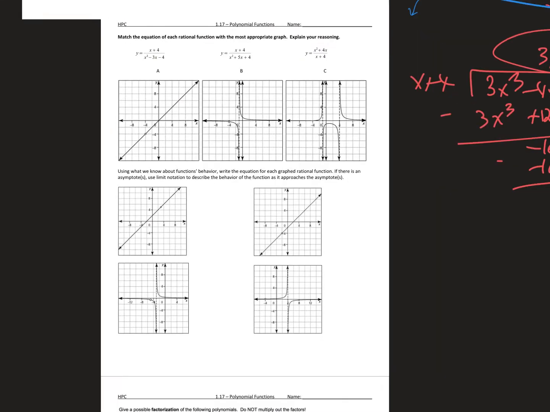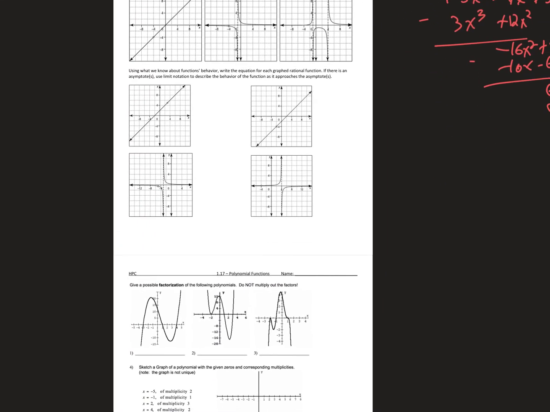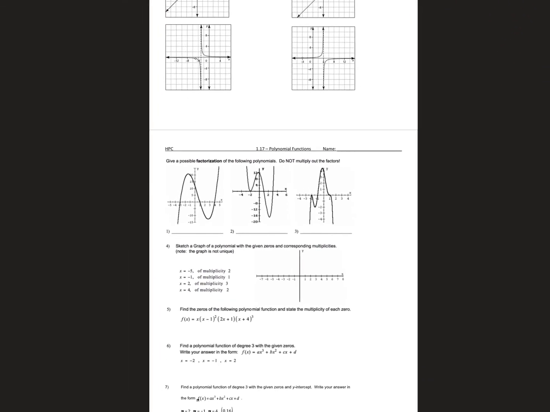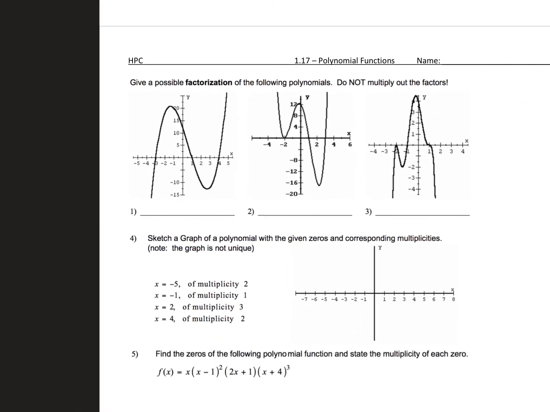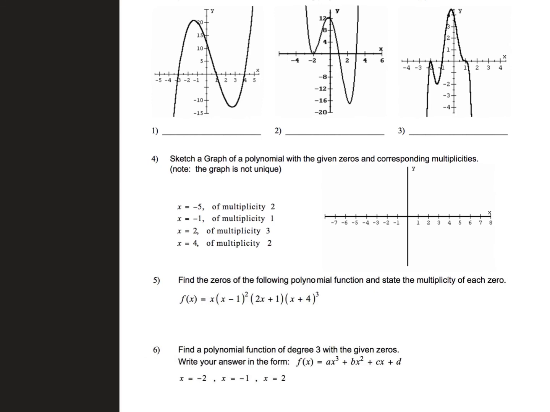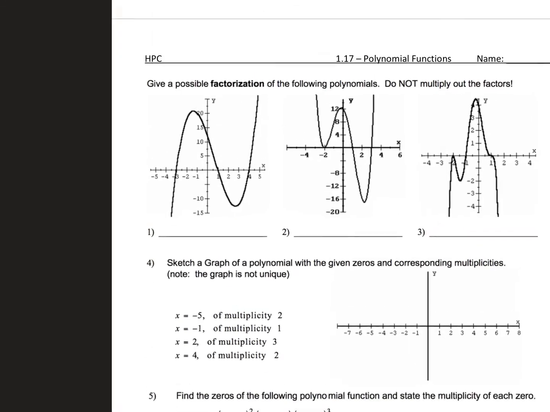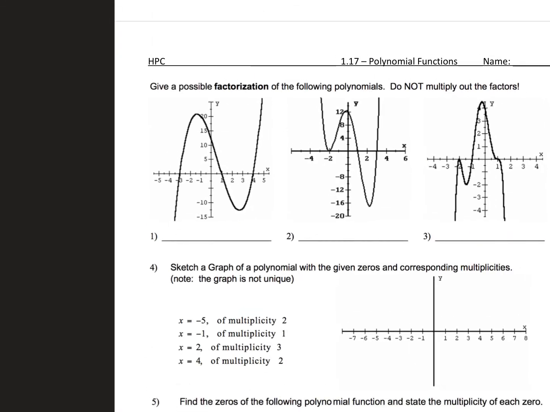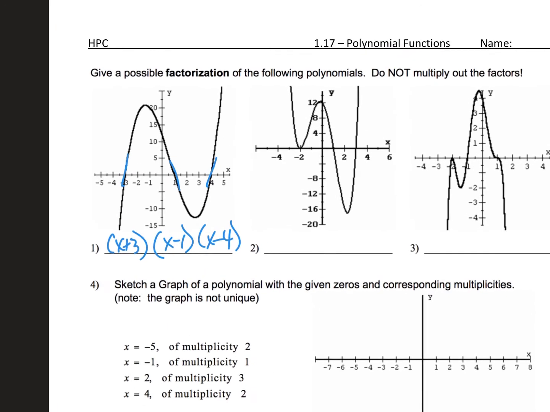All right, everything else is a review of, no, let's just do a few more. Multiplicity, 1 through 5, and then that should be enough for us today. So possible factorizations. Since I see it crosses here, I'm going to put an x plus 3 here at 1, that'd be x minus 1, and at 4, that'd be x minus 4. So that's a possible factorization or equation for that problem.